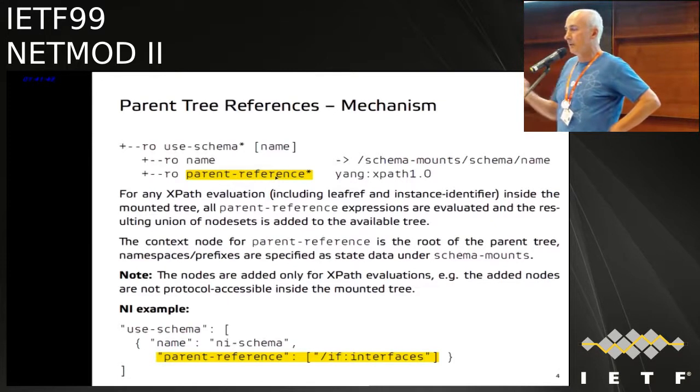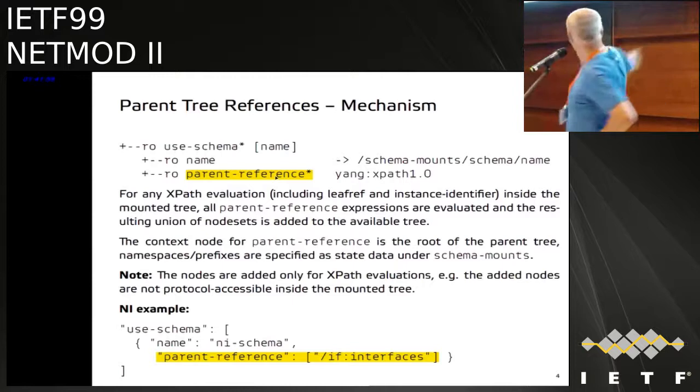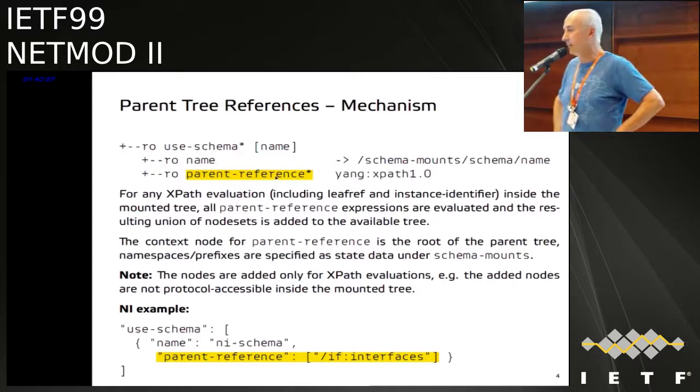So what this example means, as you can see here at the bottom, is that from the mounted tree, from the network instance, we will be able to refer to anything that's inside the interfaces container. So all interfaces, no matter what network instance they are bound to. Maybe it's not the right thing, and I will have one open issue about that.